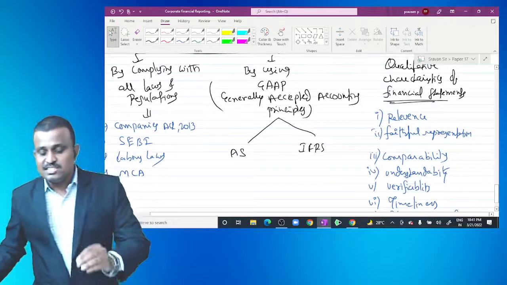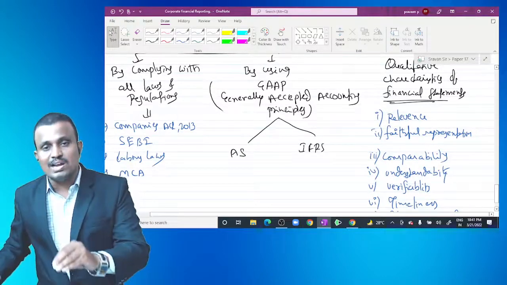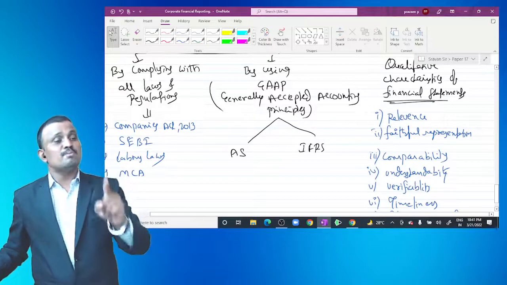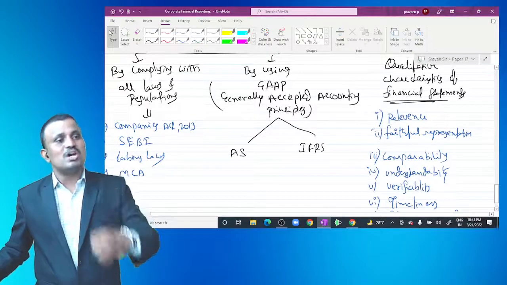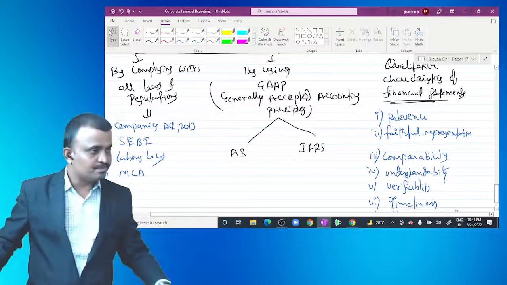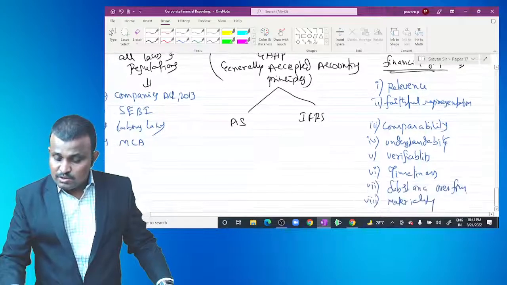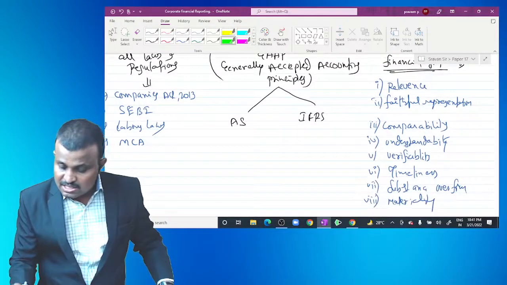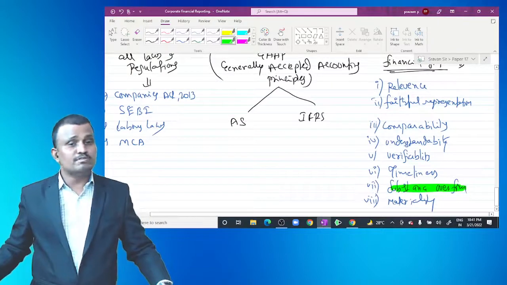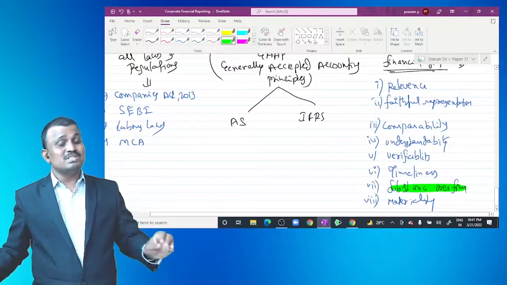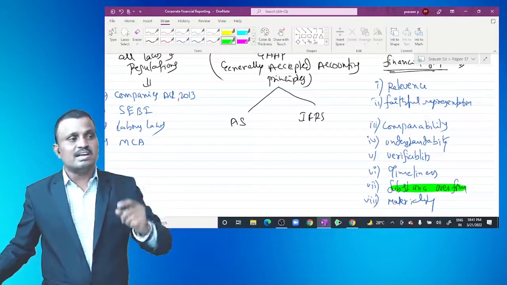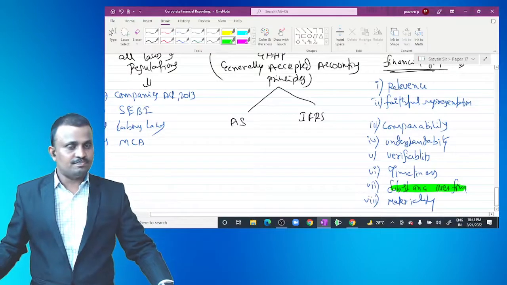If the financial statement represents these qualitative characteristics, follows the GAAP, and is prepared by complying with all these laws and regulations, then those financial statements represent what? True and fair. So here we have one term, substance over the form. Substance over the form simply says the reality of the transaction has more priority than the legality of the transaction.